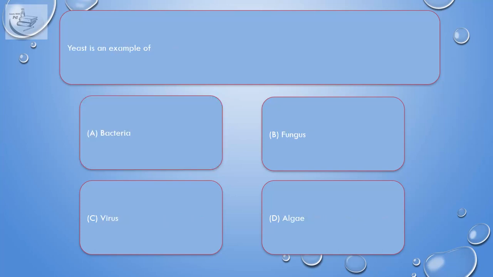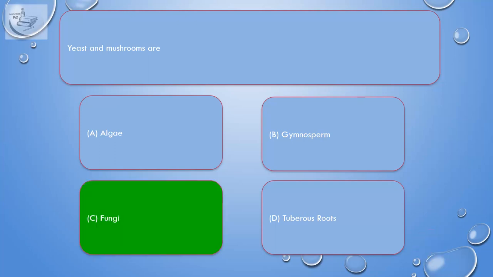Question: yeast is an example of A. Bacteria, B. Fungus, C. Virus, D. Algae. Correct answer is B. Fungus. Question: yeast and mushrooms are A. Algae, B. Gymnosperm, C. Fungi, D. Tuberous roots. Correct answer is C. Fungi.